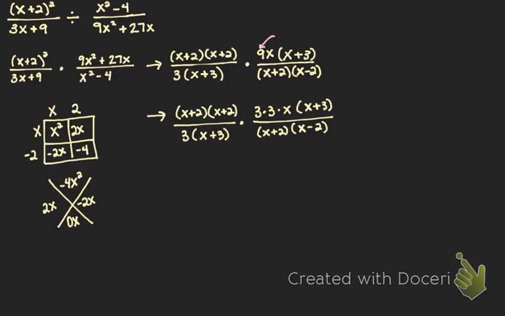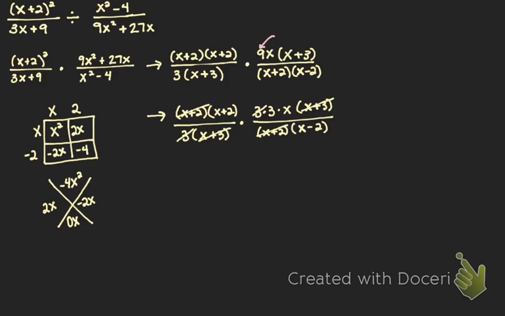Now when looking at this, I want to look for everything that I can reduce or cross-reduce to create giant ones. So what I notice is I have an x plus 2 in the numerator of our first term and an x plus 2 in the denominator of our second term. So I can cancel these out because they make a giant 1. I also notice that I have an x plus 3 in the numerator of the second term and an x plus 3 in the denominator of the first term, which will also cancel and create a giant 1. And then finally I see that I have a 3 in the numerator of the second term and a 3 in the denominator of the first term, which will also cancel and create a giant 1.